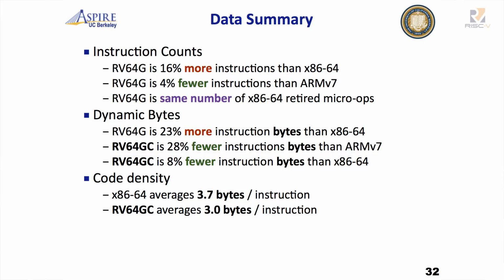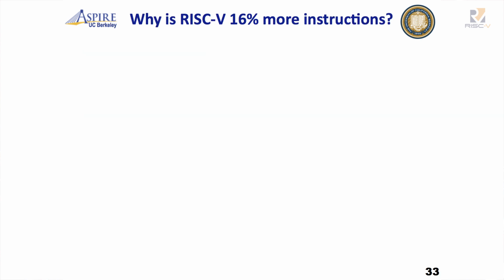For the compressed ISA, we're averaging 3.00 bytes per instruction. So that's really pretty impressive. So this is a RISC ISA that is denser than the other CISC ISAs out there. OK, so why are we 16% more instructions?